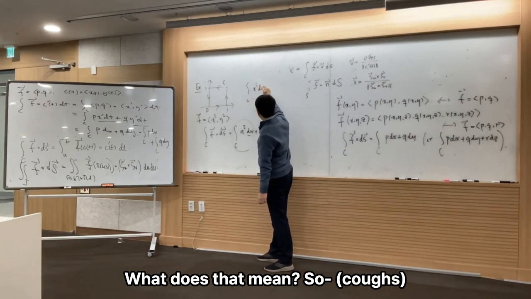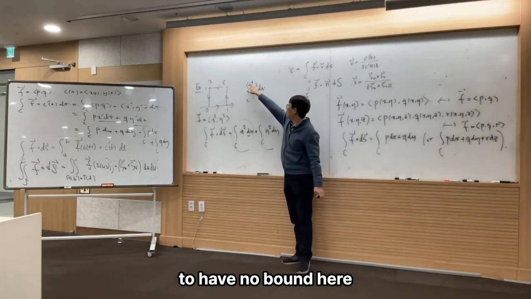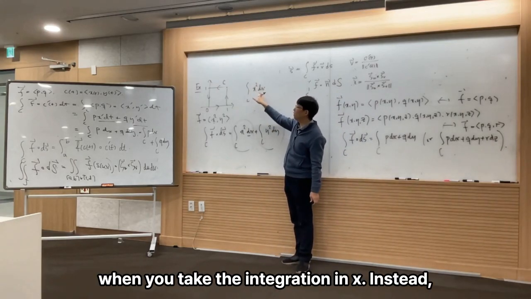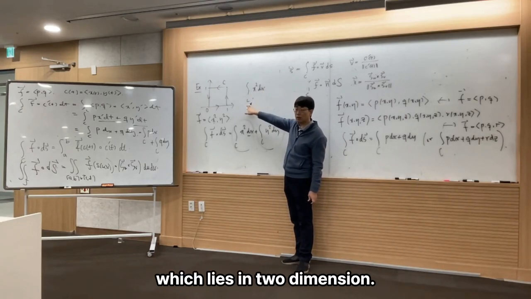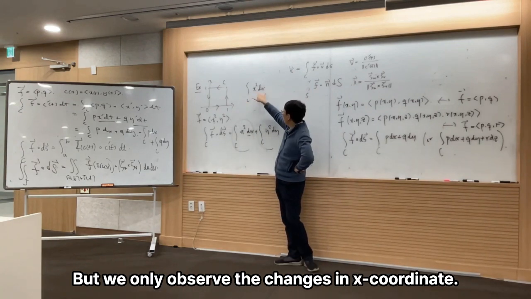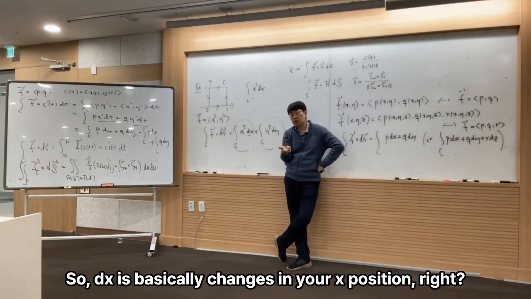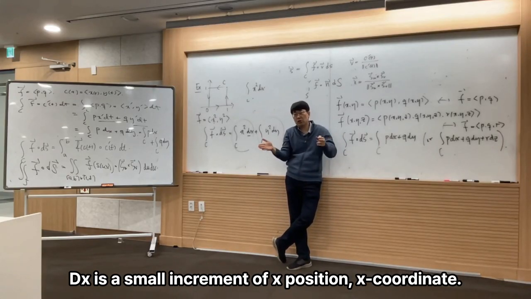So it's not familiar to us to have no bound here when you take the integration in x. Instead, we have a curve, which lies in two dimensions. So it means that we are moving along the curve, but we only observe the changes in the x coordinate. So dx is basically changes in your x position, right? dx is a small increment of x position, x coordinate.